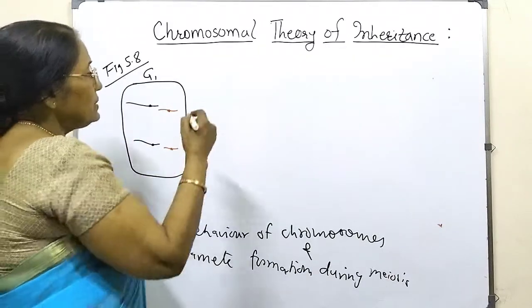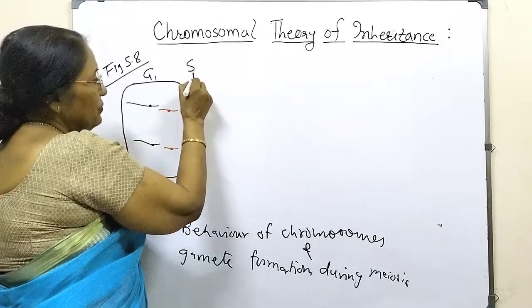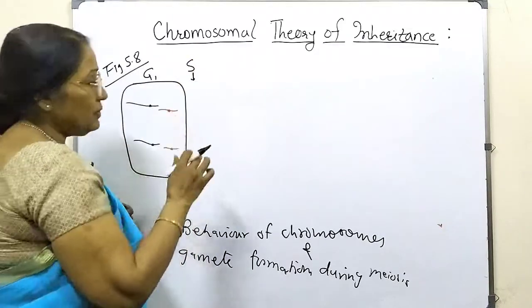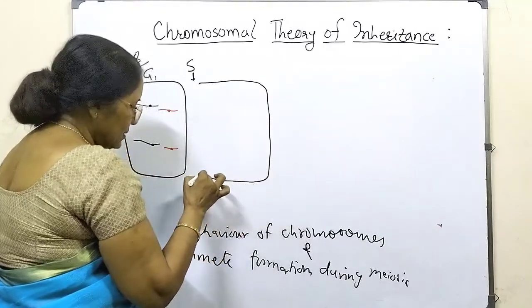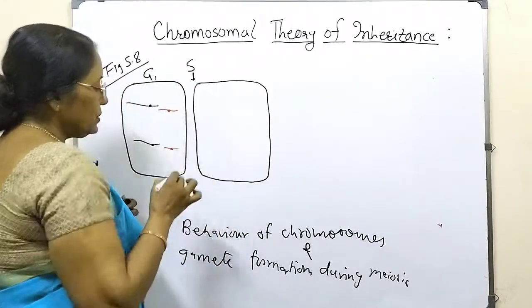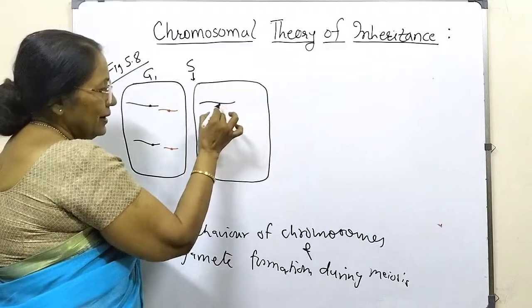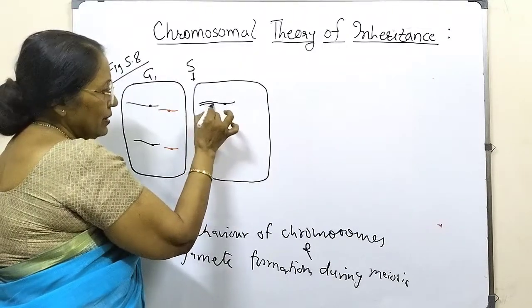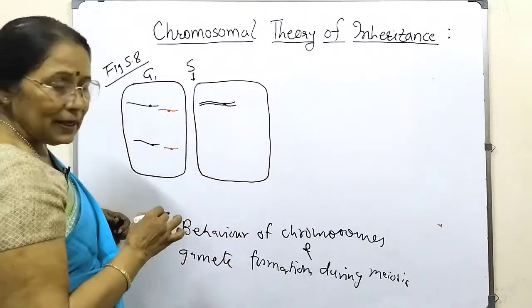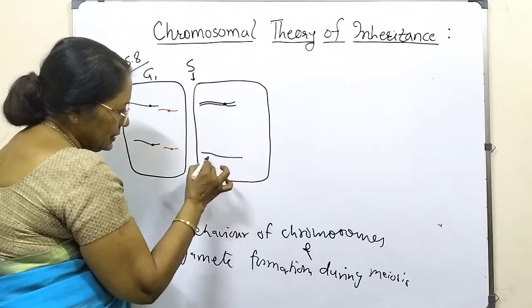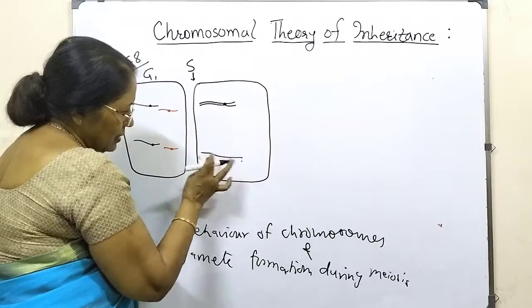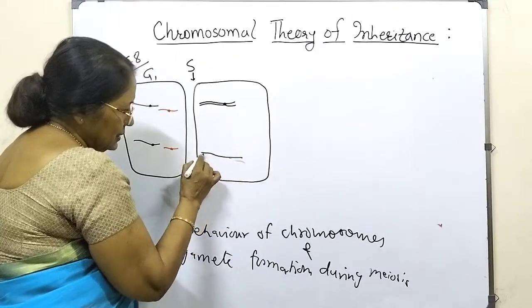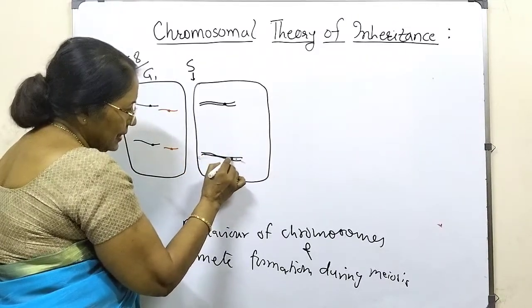Now what? Now comes S phase. S phase में this will now form its another strand also. So now here this strand is having these two strands. Done. उसका homologous strand भी बना देते हैं. So this also done. This is its homologous strand.